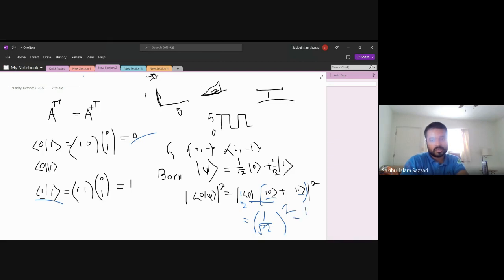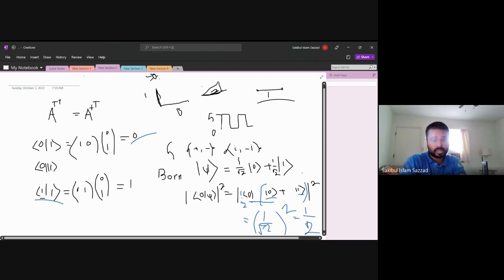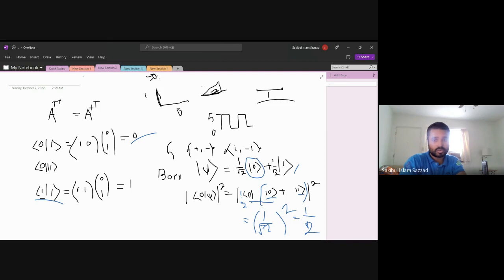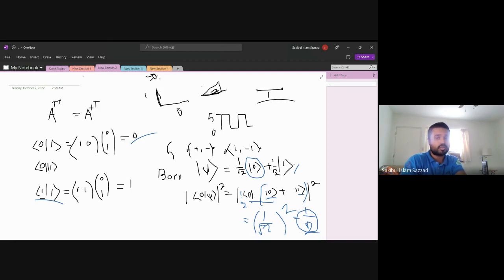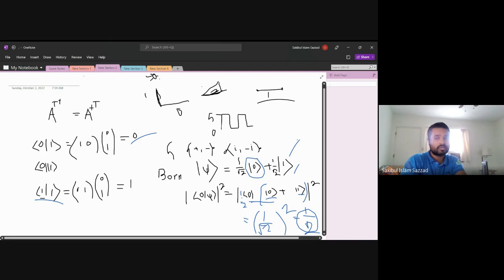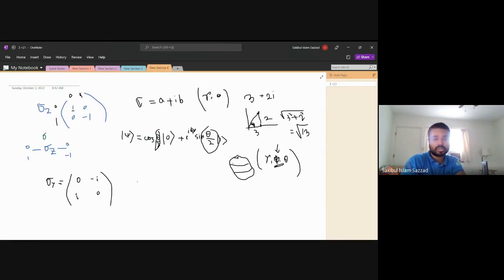So what does it mean? It means that for this state, the probability of getting state 0 is half. And the probability of getting 1 is your homework. You can think about, if I follow this way, what will be the probability of getting 1. Now, it is a question to you.